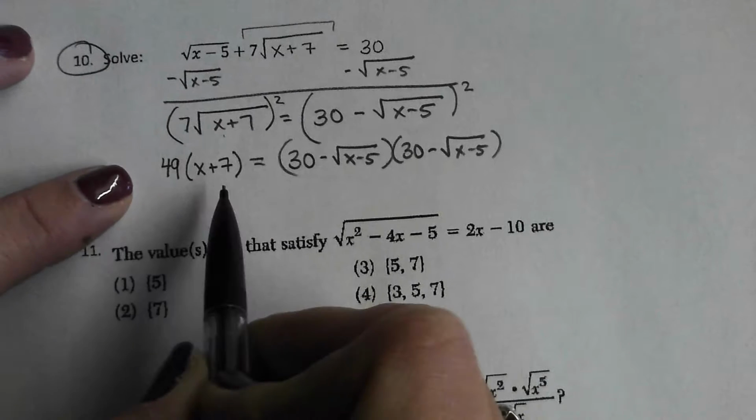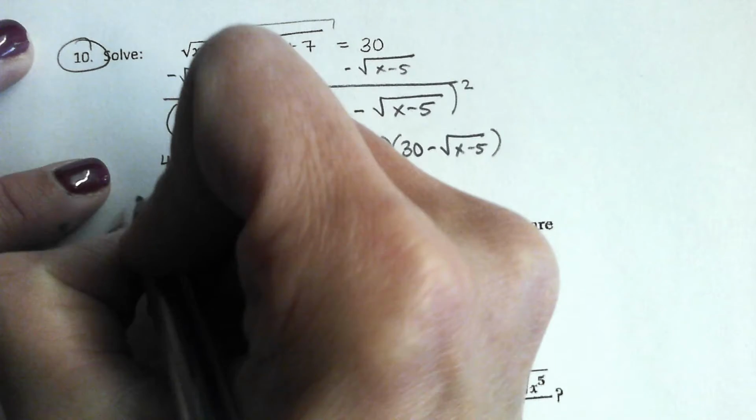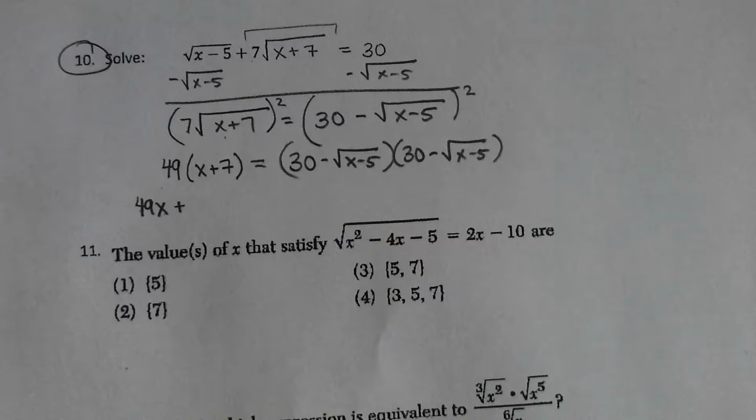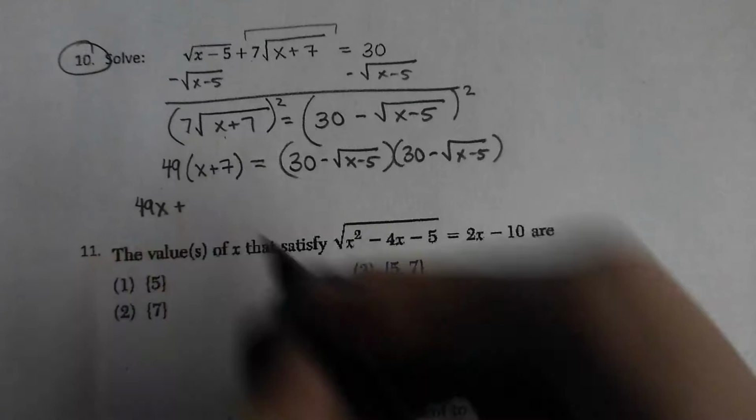So while I'm right here, I'm going to distribute my 49. And Lord knows I don't know what 7 times 49 is. I should. 343. Yes.